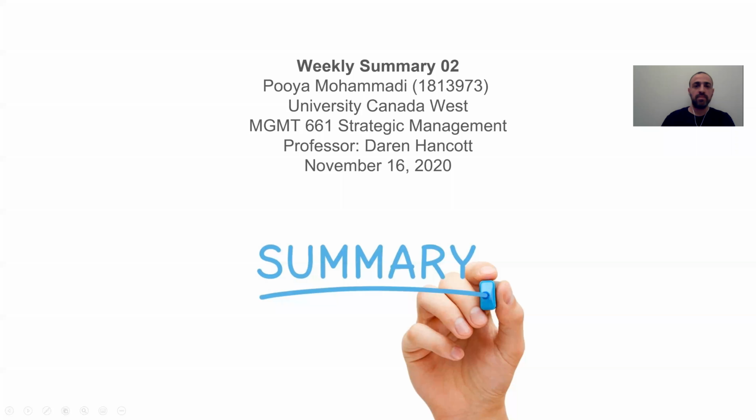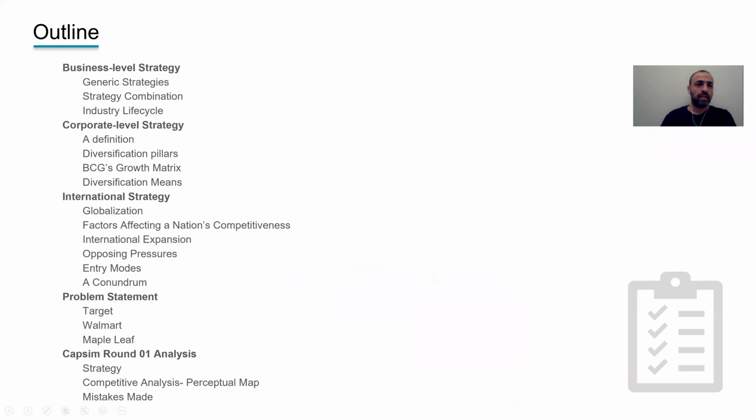Hello, Professor. In this video, I'm going to talk about the weekly summary two. As you can see here, the outline is first the business level strategy, then the corporate level, and finally international strategy. And then I will go through the problem statements and finally the Capsim Round 1 analysis.